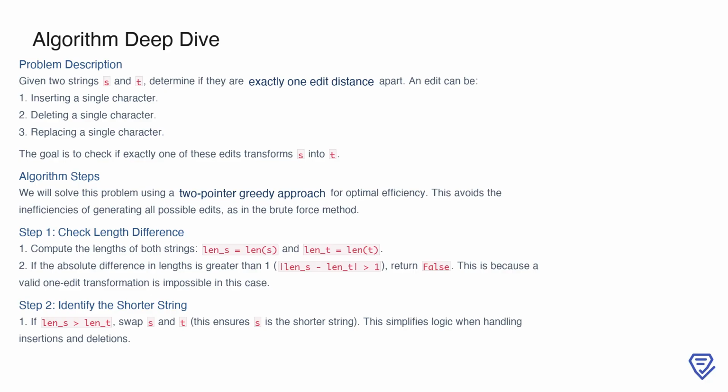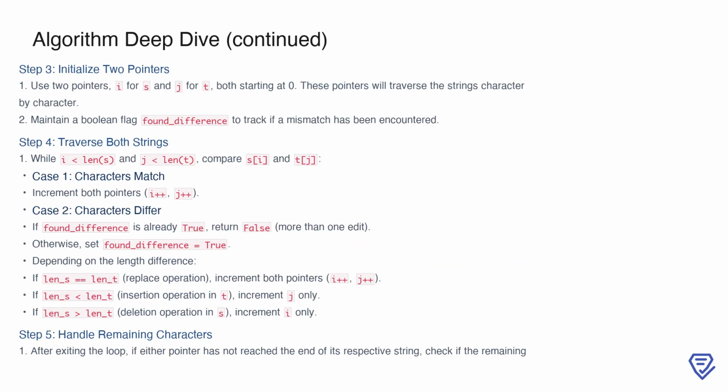If the absolute difference between their lengths is greater than 1, we can immediately return false because a one-edit transformation is impossible. Next, we identify the shorter string. If S is longer than T, we swap them. This ensures that we always handle insertions and deletions consistently, simplifying the rest of our logic. With the shorter string identified, we initialize two pointers, i for S and j for T, both starting at the beginning of their respective strings.